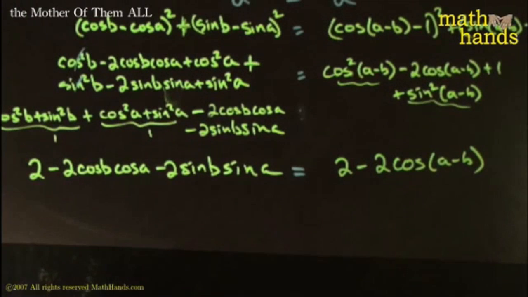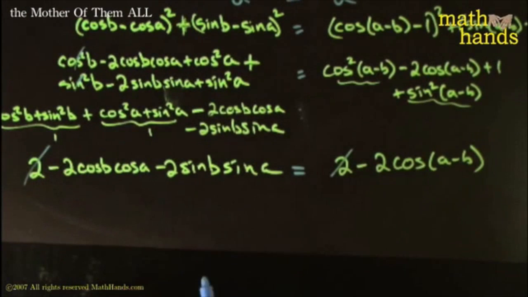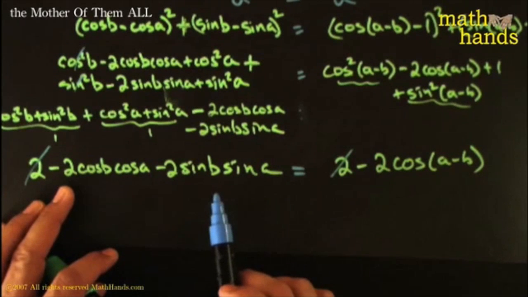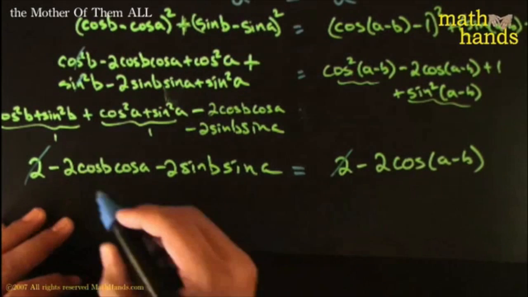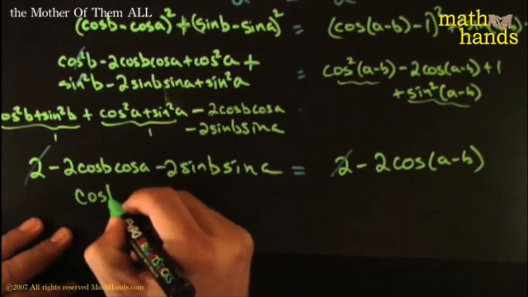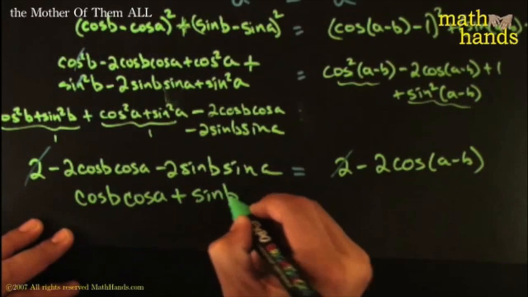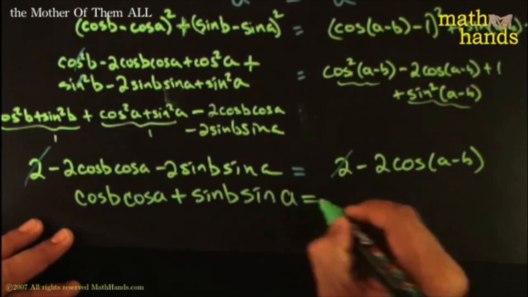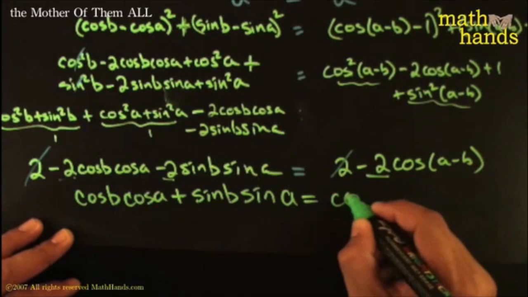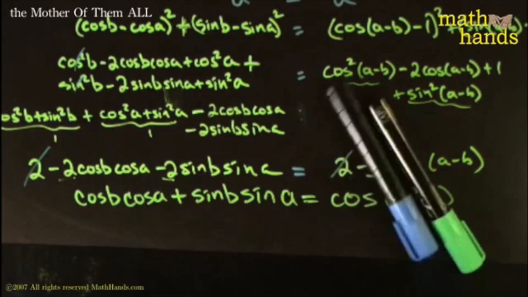Whoa! If these two are equal, that means I could subtract 2 from both sides, and that's still equal. And more than that, I can divide everything by -2, and that will give me the following. That will give me that cosine B cosine A plus sine B sine A is equal to, divide that by -2, divide that by -2, divide that by -2, cosine of A minus B. And that, my friends, that's why they pay me.